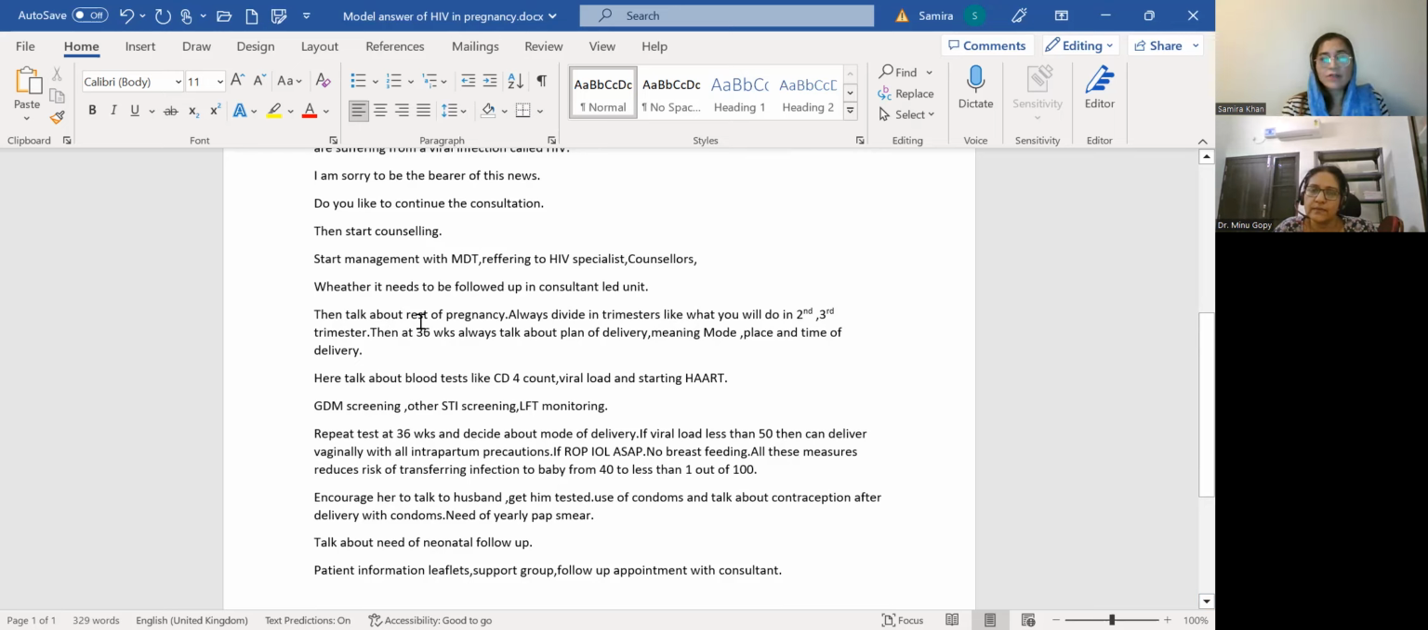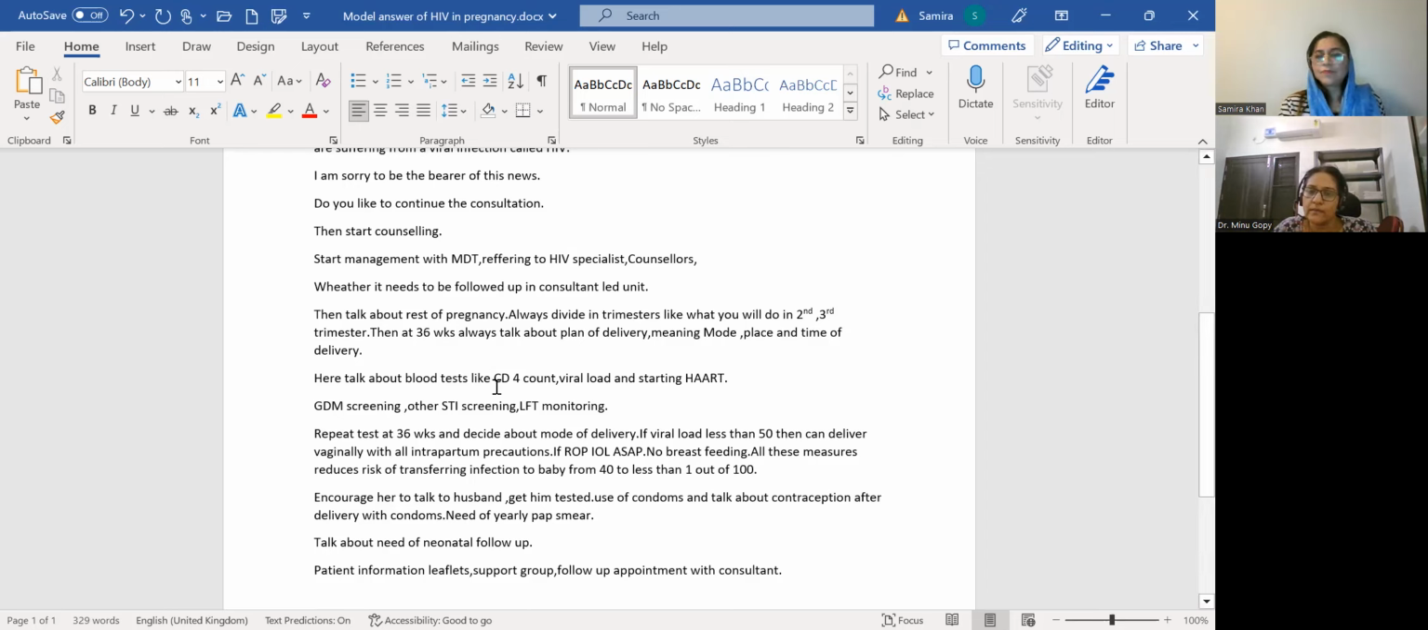Talk to her about the rest of the pregnancy. Whenever you are talking about a pregnancy, from the beginning of pregnancy until that particular gestation, ask her history, and then from that gestation onward, management starts. Divide it into second and third trimester. Always stop at 36 weeks, which you did, because you have to plan the delivery at that time: place of delivery, time of delivery, mode of delivery, all needs to be discussed.